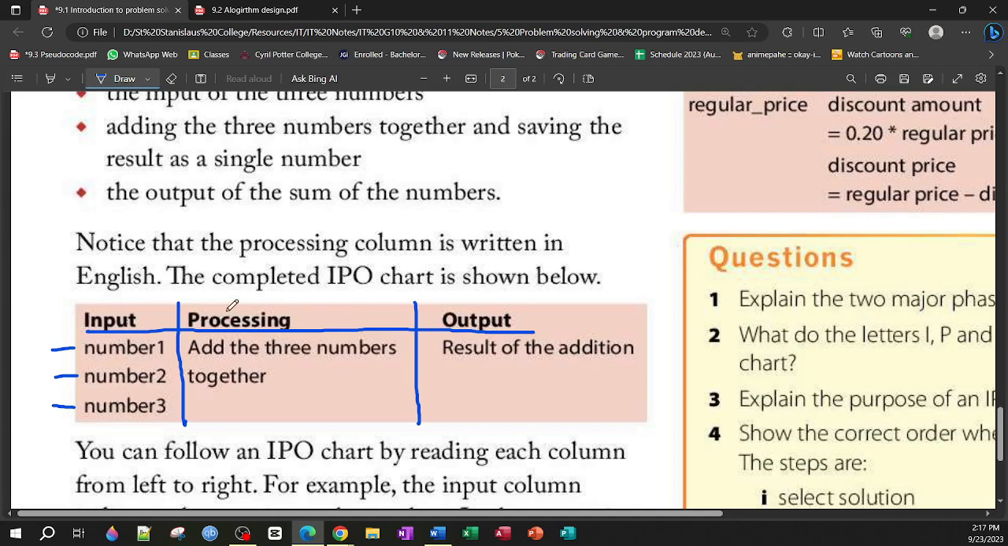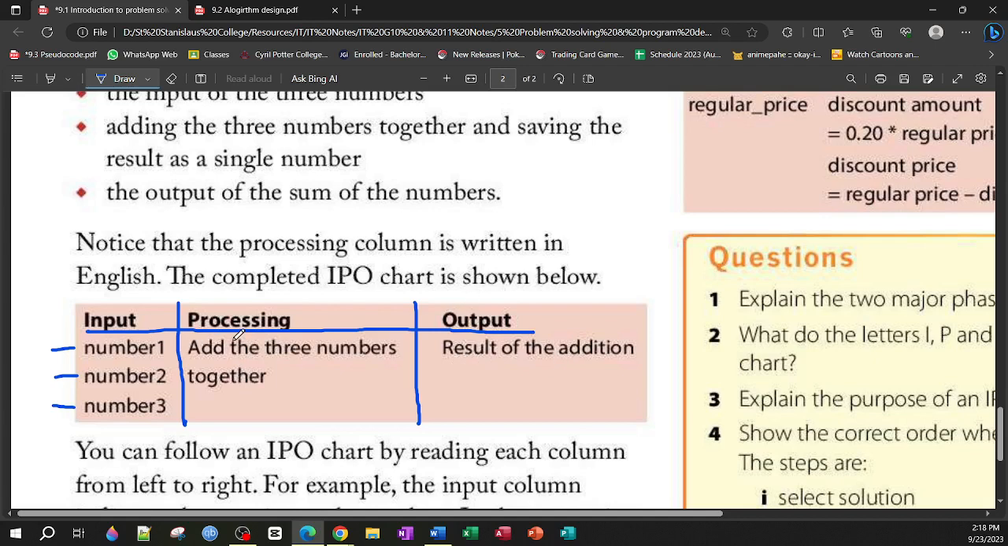Now the next step is processing, and you could write the calculation. We're going to see that later on. You can actually write the formula, or you can write it in a sentence format, in a descriptive format, whereby it says add the three numbers together. That's simple. And then the output is the result of that addition.